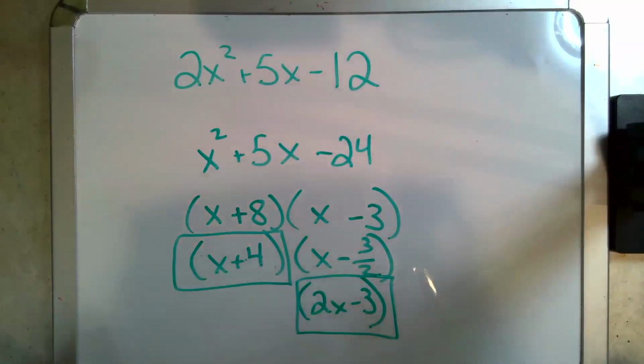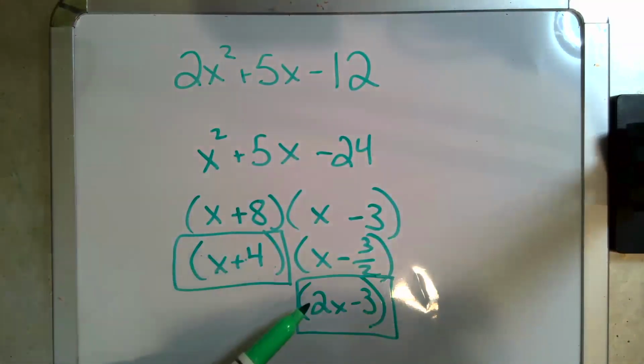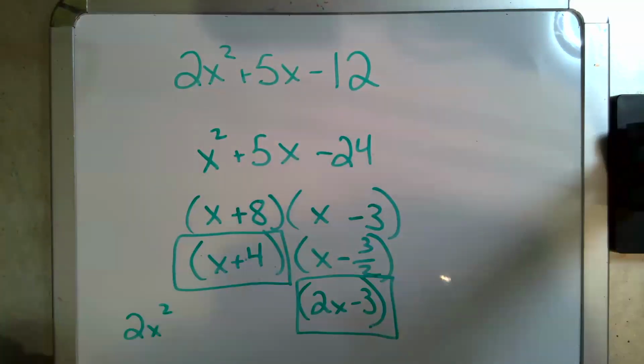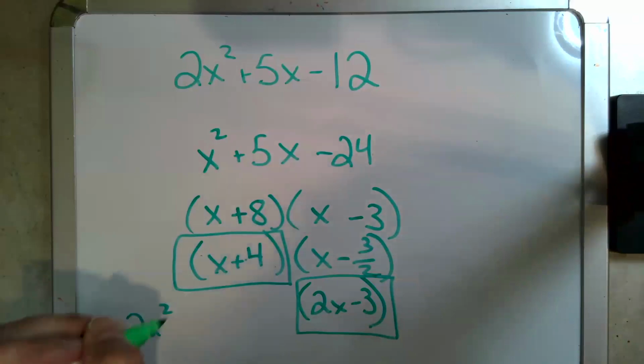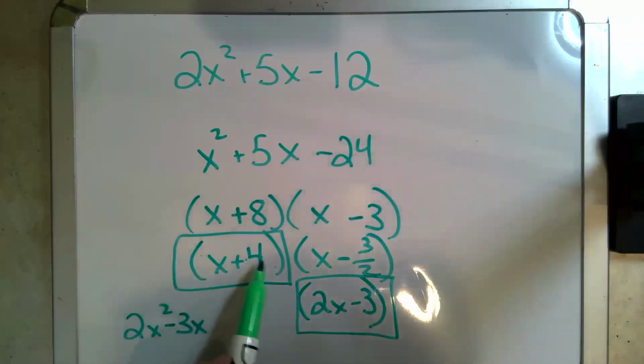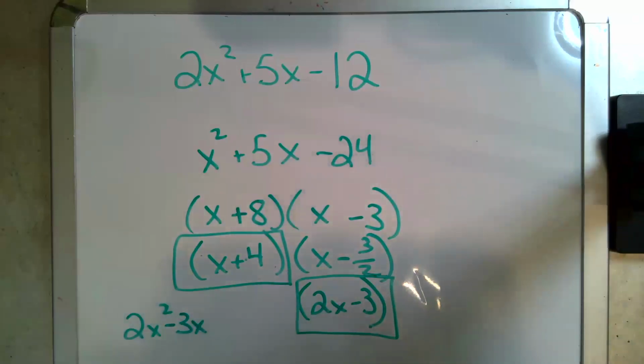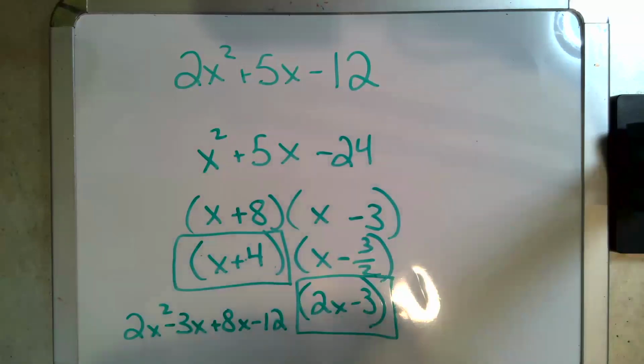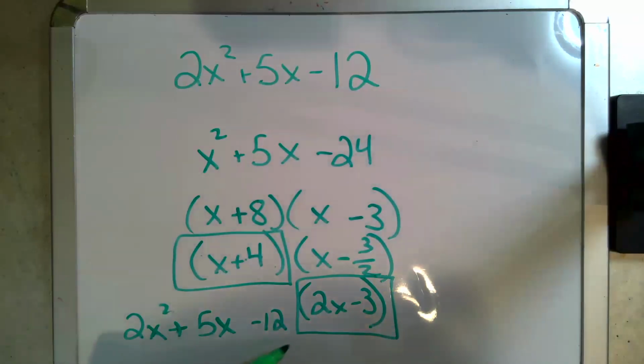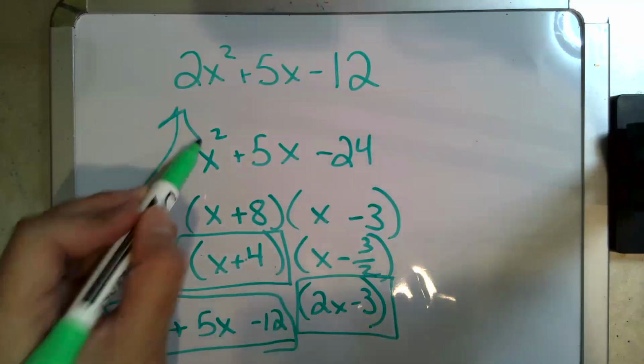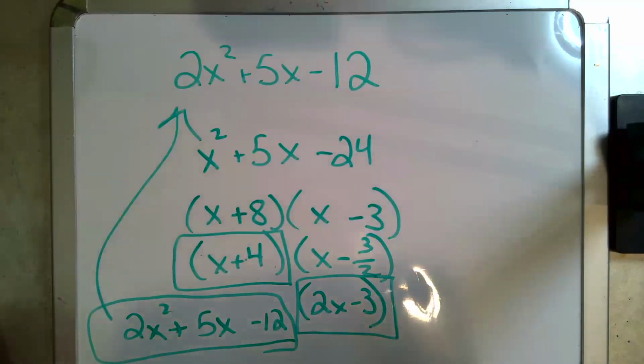And if we FOIL these out, x times 2x gets us 2x squared. x times negative 3 gets us negative 3x. 4 times 2x gets us 8x, and 4 times negative 3 gets us negative 12. And when we simplify our middle term, negative 3x plus 8x is 5x, and there we are, same as where we started. So I'd never done it that way before, but it's pretty efficient.